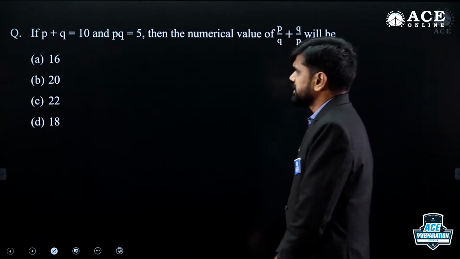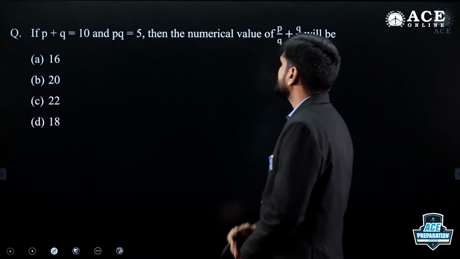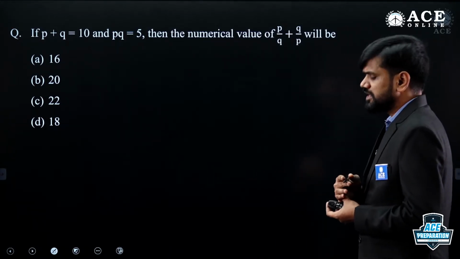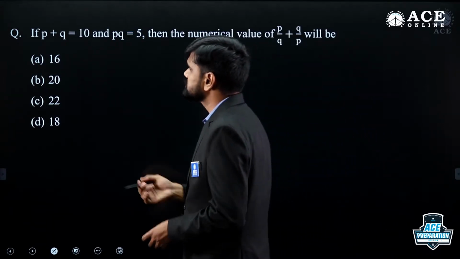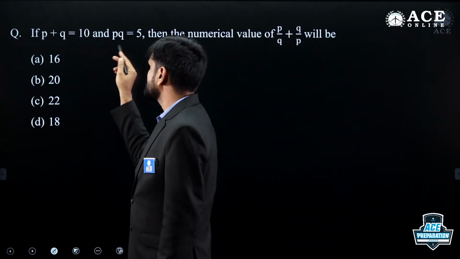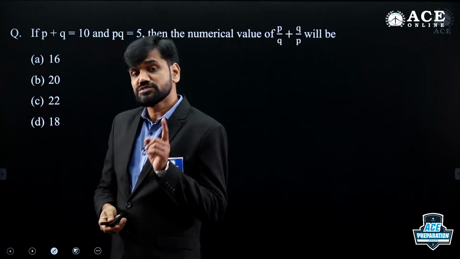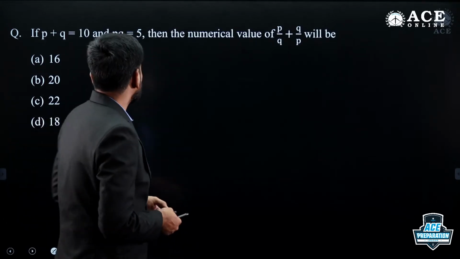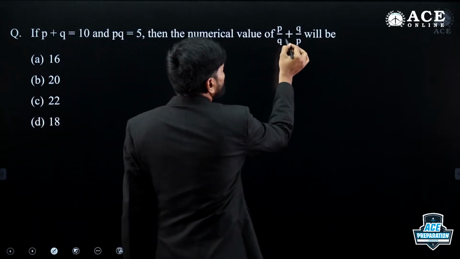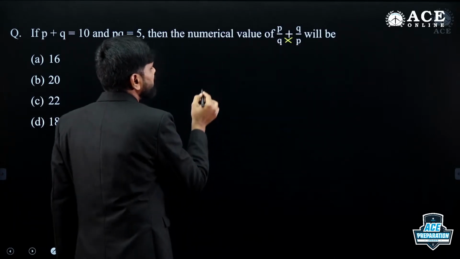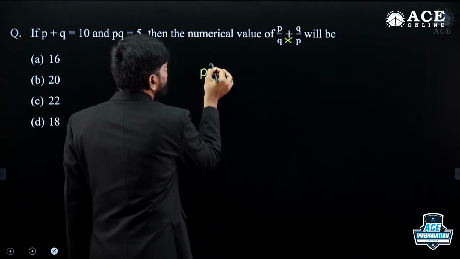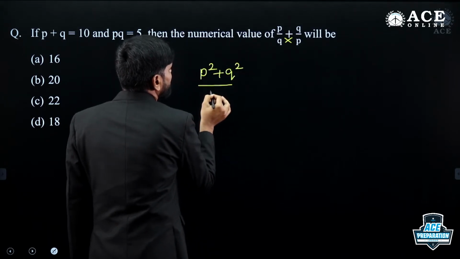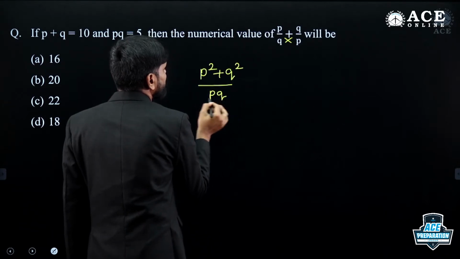If p plus q equal to 10 and pq equal to 5, then the numerical value of p by q plus q by p will be. Here also we are looking for two numbers whose sum must be 10 and product must be 5. Now, guessing the numbers may be difficult here. So to get the value, you simply go for cross multiplication. That gives you p square plus q square by pq.